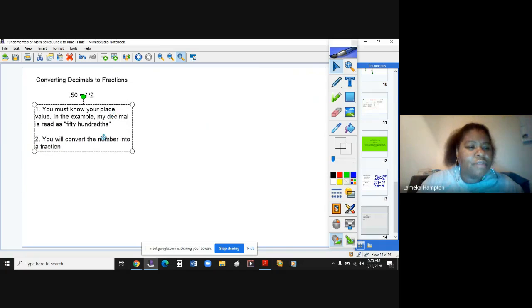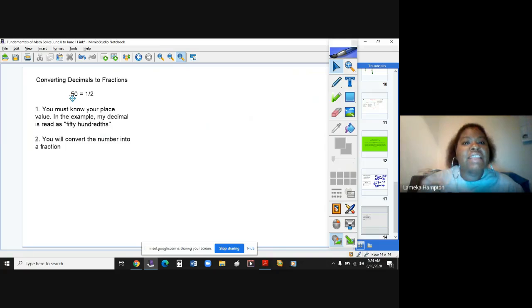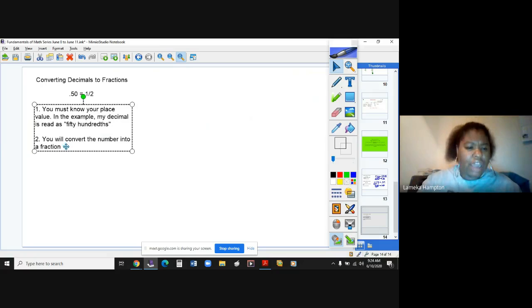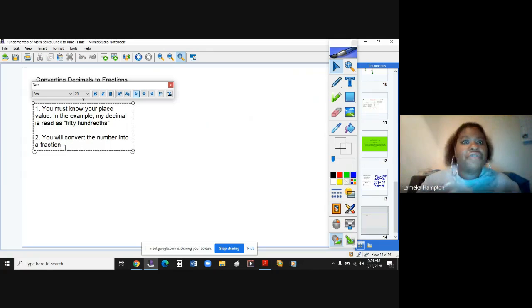All right, move that up. And I'm going to move this up too. So again, I have 50 hundredths. So my 5 is in my tenths place, and my 0 is in my hundredths place. So when I read this mathematically, it says 50 hundredths. So when I say that, that basically means I am going to write the fraction 50 over 100.